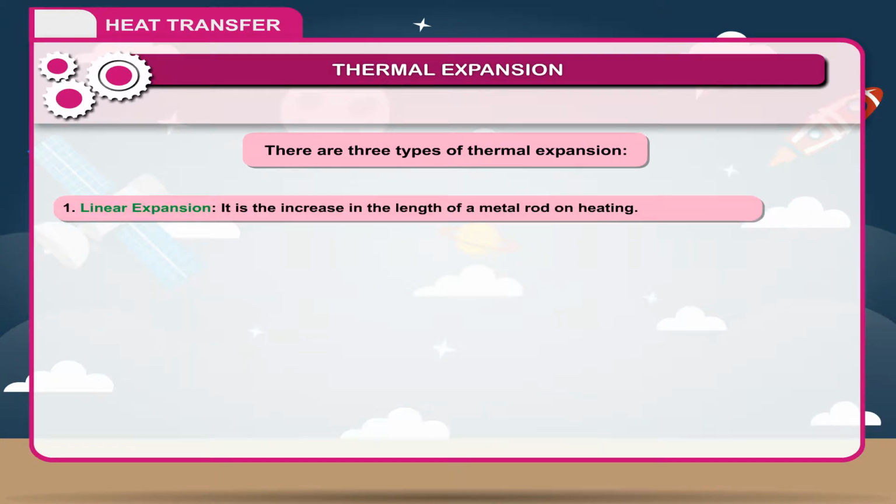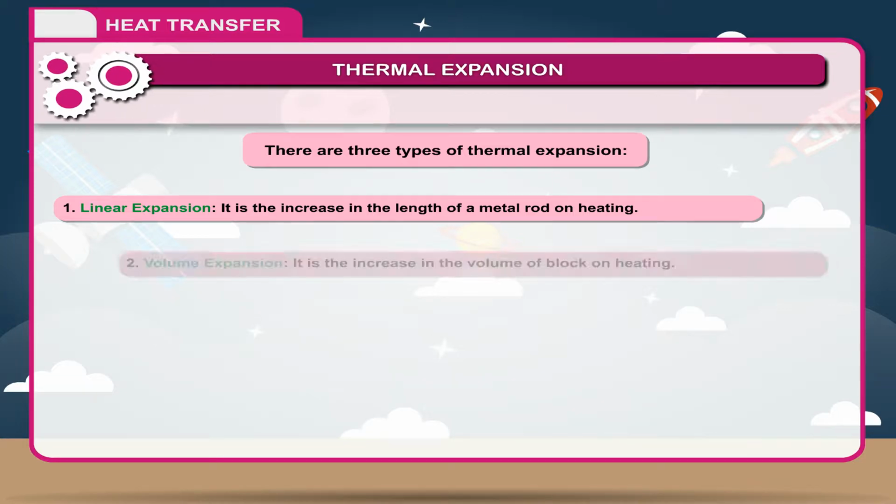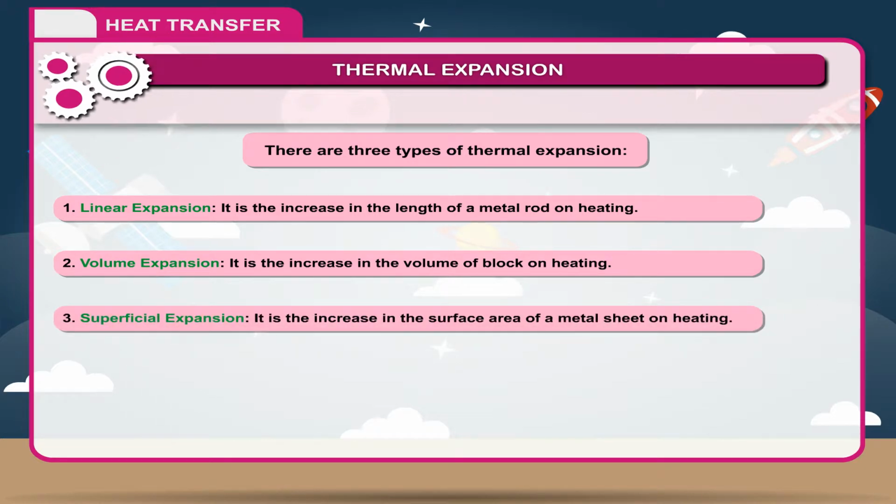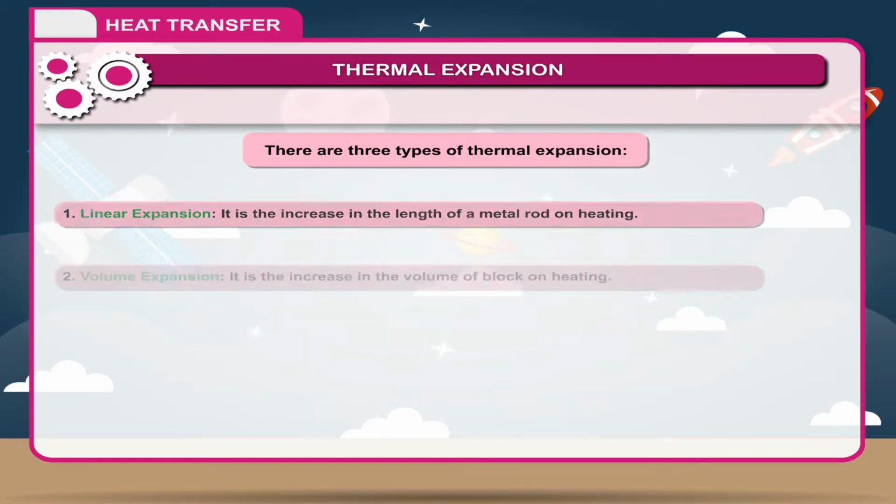1. Linear expansion. It is the increase in the length of a metal rod on heating. 2. Volume expansion. It is the increase in the volume of a block on heating. 3. Superficial expansion. It is the increase in the surface area of a metal sheet on heating.